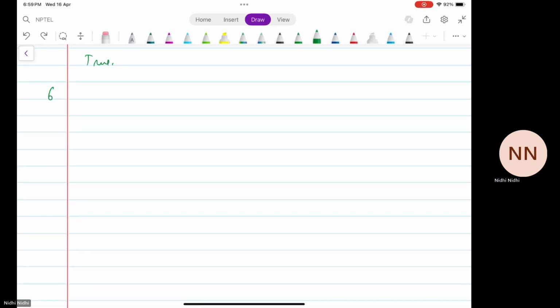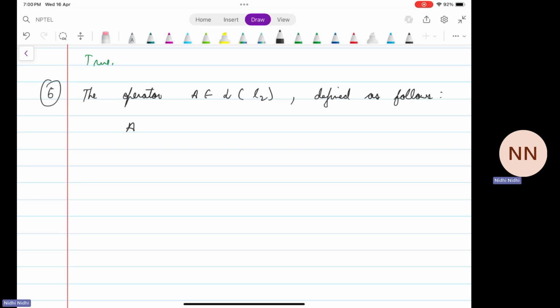Number 6. The operator A, the bounded linear operator defined on L2 as follows: A x is equal to 2/9 x1, 3/16 x2, 4/25 x3, and so on, for every x equal to (x1, x2, and so on) in L2. Is it compact?